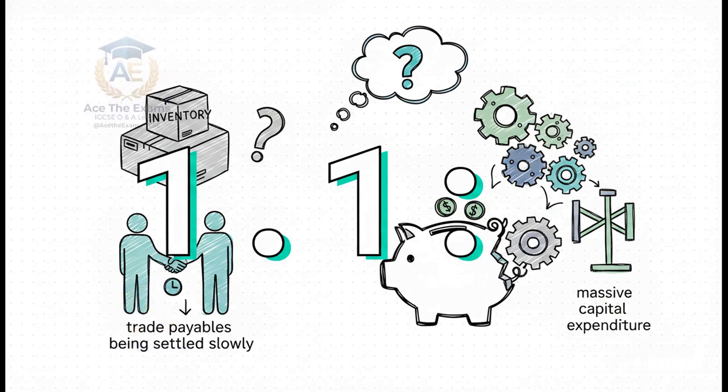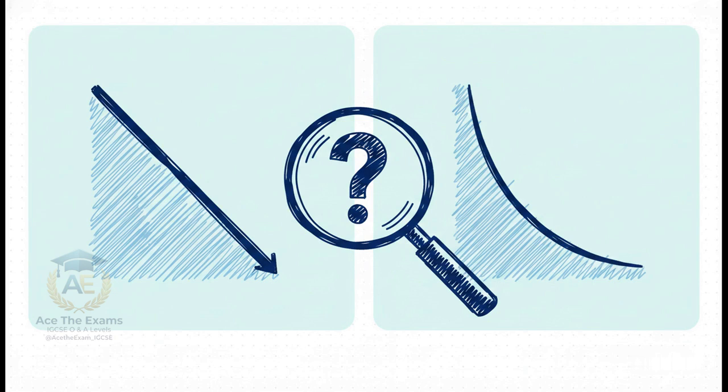Did the business overpurchase inventory? Are trade payables being settled too slowly? Or perhaps cash reserves were entirely depleted due to some massive capital expenditure? You've got to be asking these high-level questions. Inter-firm comparisons present another major AO3 challenge.